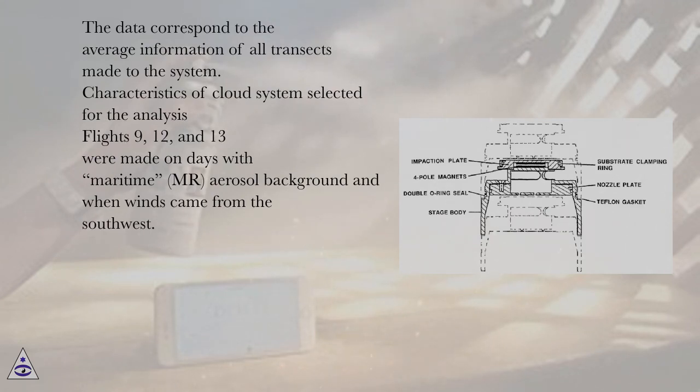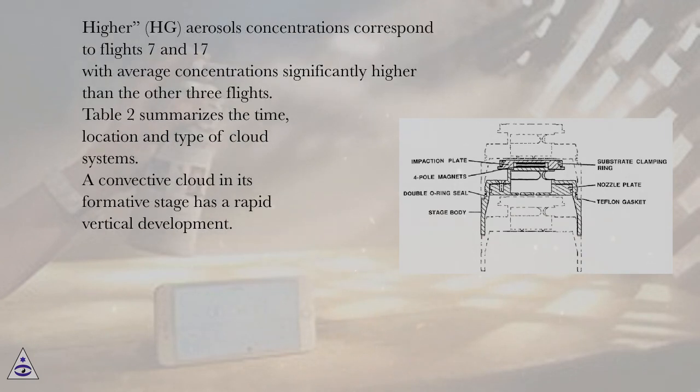Characteristics of cloud systems selected for the analysis. Flights 9, 12, and 13 were made on days with maritime aerosol background and when winds came from the southwest. Higher aerosol concentrations correspond to flights 7 and 17, with average concentrations significantly higher than the other 3 flights. Table 2 summarizes the time, location and type of cloud systems.